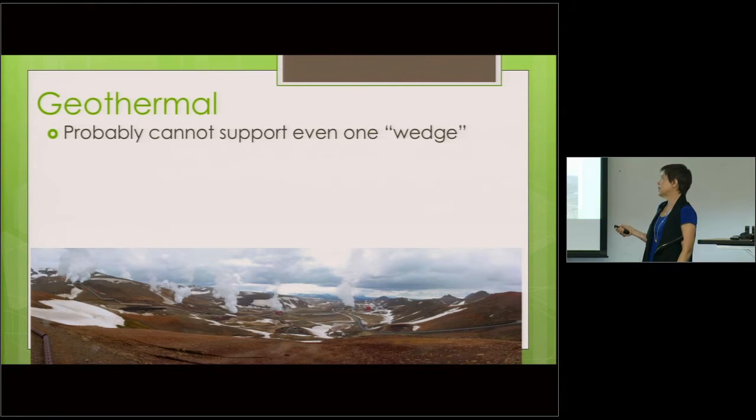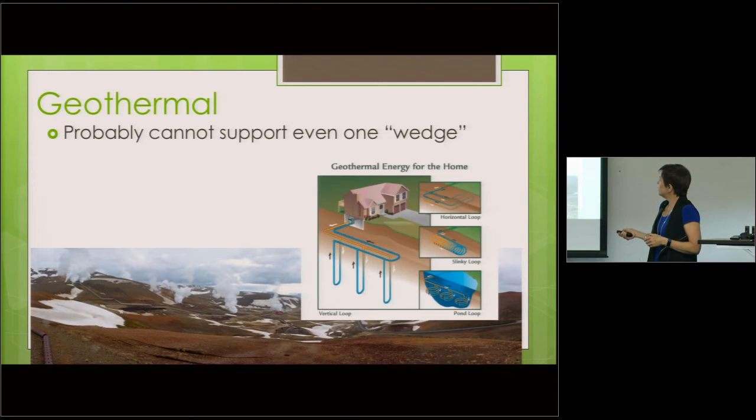Geothermal. Sounds like a great idea. Probably can't even support one wedge because there are so few places in the world where we could actually do it on a big scale. But on a small scale, people can do this. For example, my brother built a house and he uses geothermal to both heat and cool his house using these pipes that go into the ground, because the ground is always the same temperature, right? So on an individual basis, we could do this, but on a big scale, not so much.